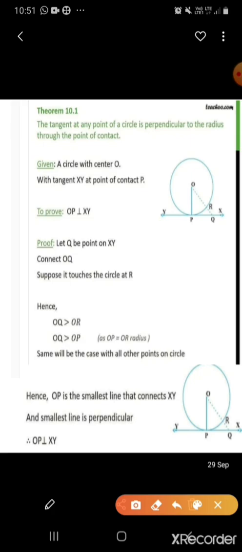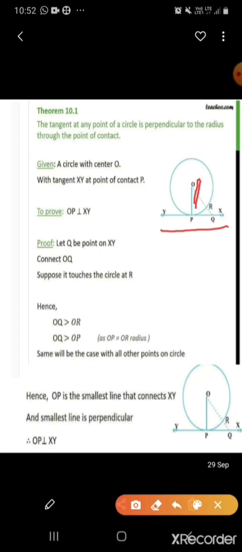What are the things given? You see the picture there, a circle with center O. A circle is given with center O and XY is the tangent. Here you can see that XY is a tangent and OP is the radius. We need to prove that OP is perpendicular to XY. So given: a circle with center O and XY is a tangent drawn at the particular point of contact P. OP is the radius, and OP perpendicular to XY is what you are supposed to prove.